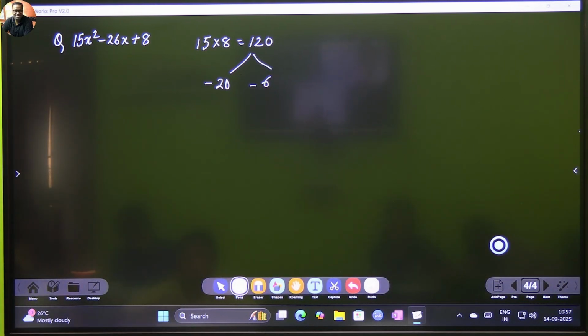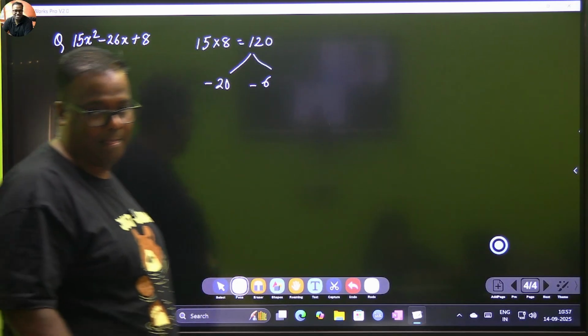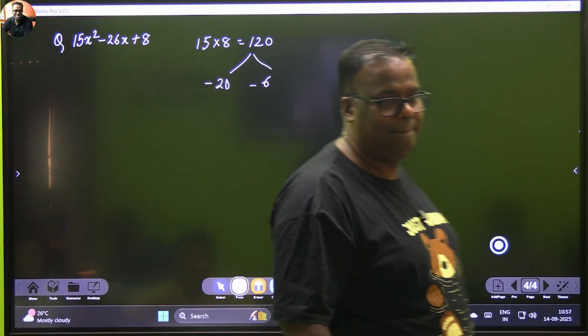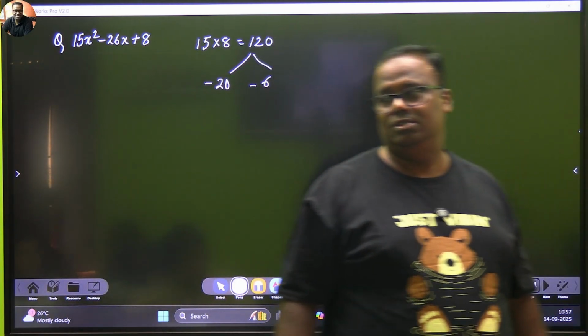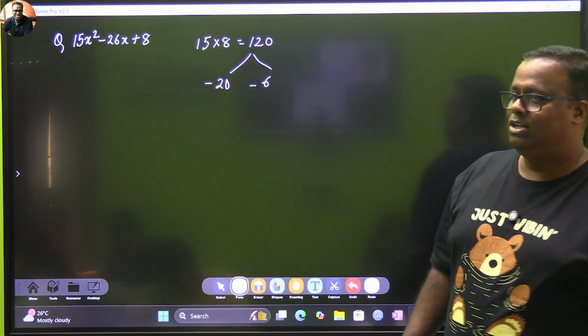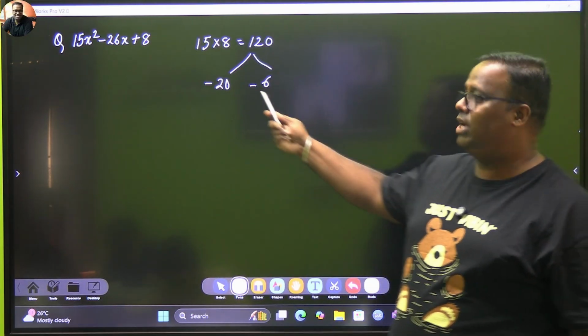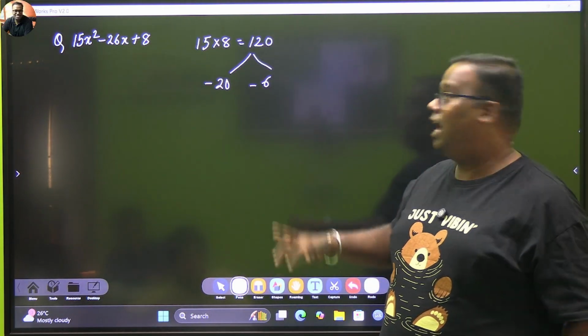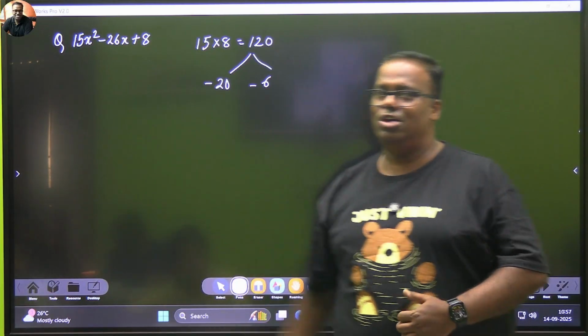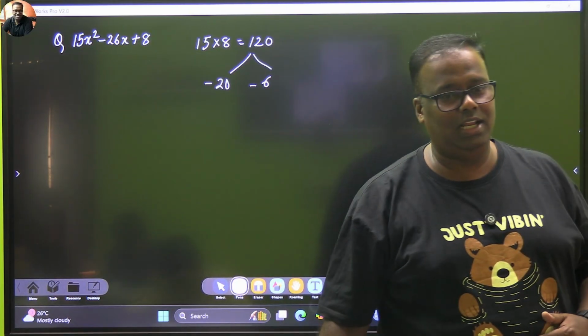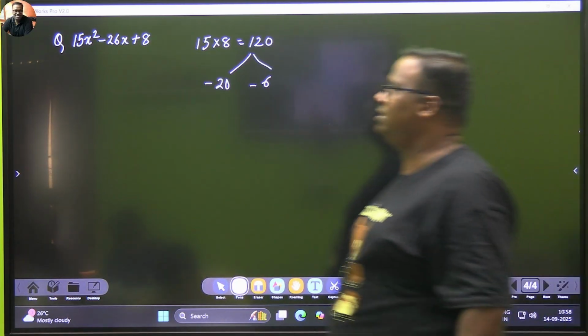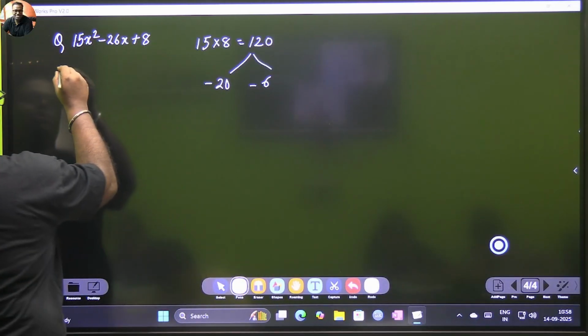Try to do it on your own now. Good. Very good. So negative 20. But did you understand? 20 and 6 is the first hit. After that, you have to adjust the sign. So how do you adjust the sign? With a negative 20 and a negative 6. So let's do our next step. Our next step will be what we do?